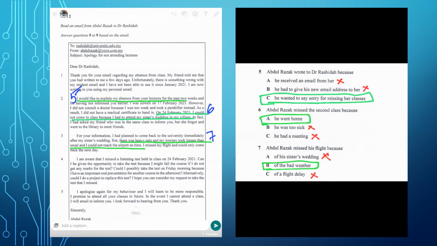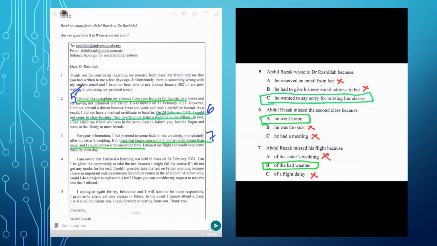Okay, number 6. Abdul Razak missed the second class because... So we are finding here the reason why Abdul Razak missed the second class. Okay, if you read the passage, there were 2 classes that Abdul Razak missed. 17th February, the first class, and then 24th February, the second class. So here the question is asking why Abdul Razak missed the second class. Alright, you can see in the passage, number 6: "On the 24th February, I could not come to class because I had to attend my sister's wedding in my village."